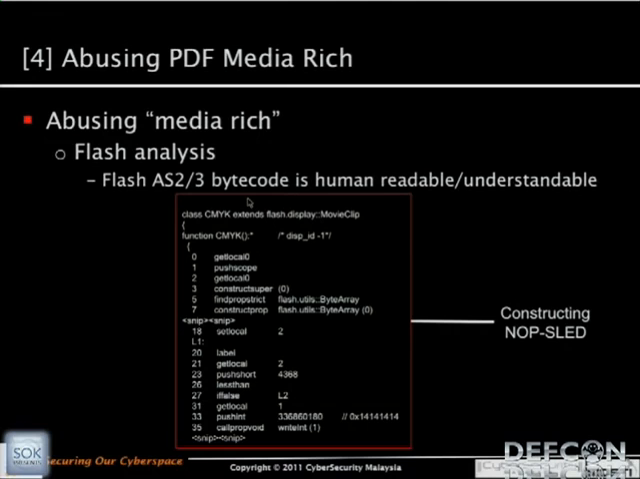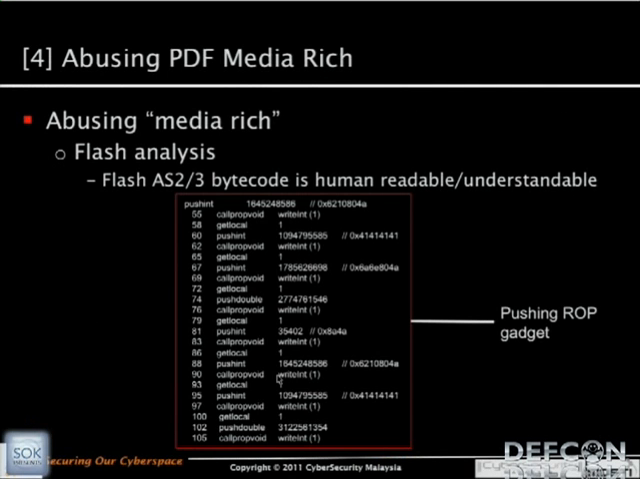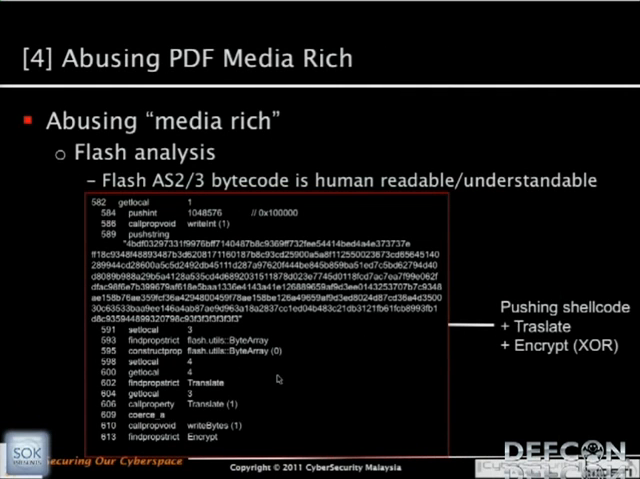And if you cannot do decompiling, you can always do some bytecode analysis here. For example, this one is trying to construct the NOP slack for the shellcode. You can see over here it pushes some stuff, pushes integers, and there are a couple of loops over here to assign the array. And this is another one pushing some ROP gadgets on top of the shellcode. And then here, you can also put some shellcode and translate it and encrypt it. So when it comes within the PDF, you have a properly, not to say encrypted, properly obfuscated Flash file within your normal PDF.